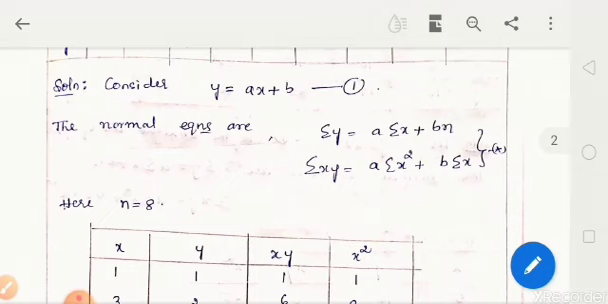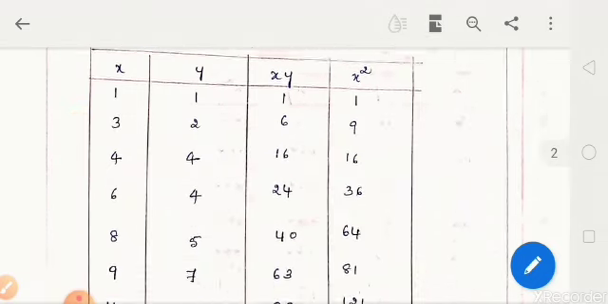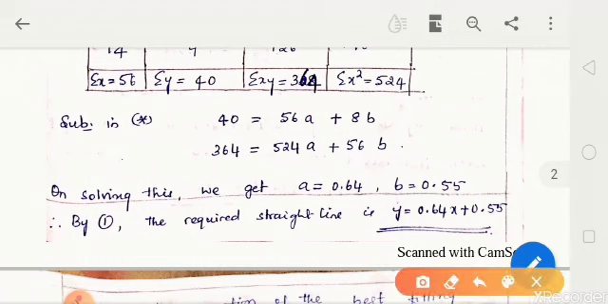So when you substitute all these in equation star, we will get two equations: 40 equal to 56a plus 8b, 364 equal to 524a plus 56b. Or I can take this equation as 56a plus 8b equal to 40, 524a plus 56b equal to 364. Now we can solve these two equations. Use calculator.